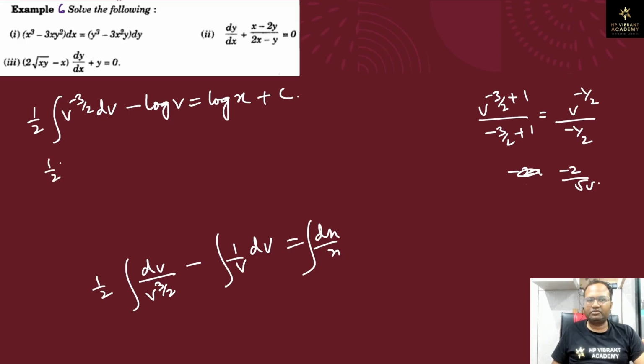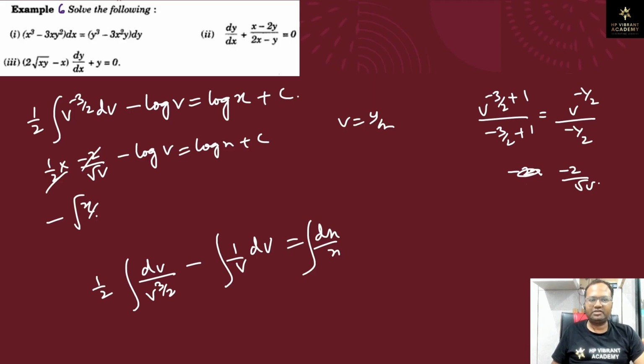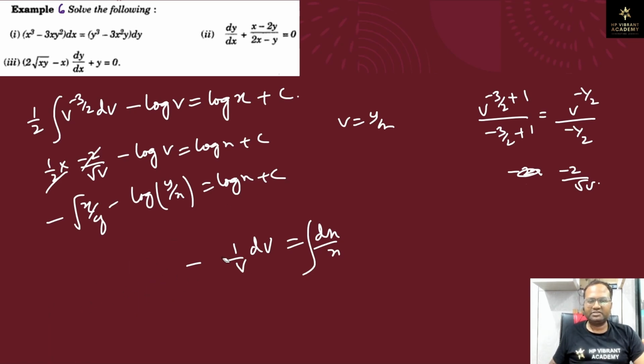तो 1 upon 2 into minus 2 upon root v minus log of v is equal to log of x plus c. तो ये हो जाएगा minus of, let us place the value of v as y upon x. So this is minus root under x upon y minus log of y upon x is equal to log of x plus c. ठीक है, let us further simplify this.